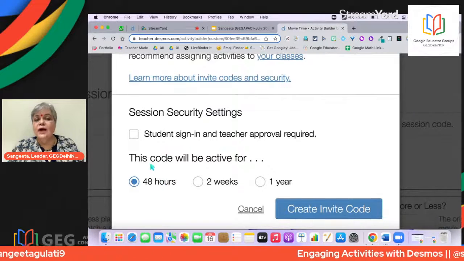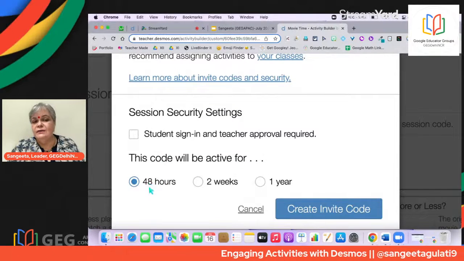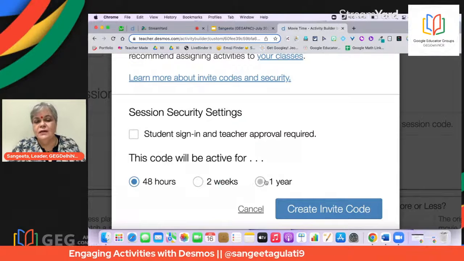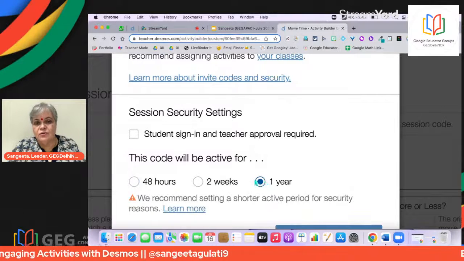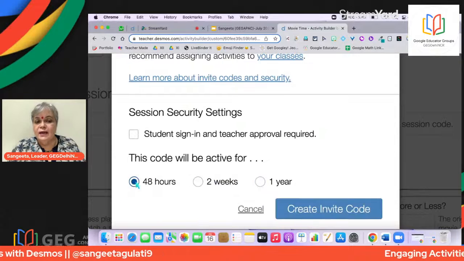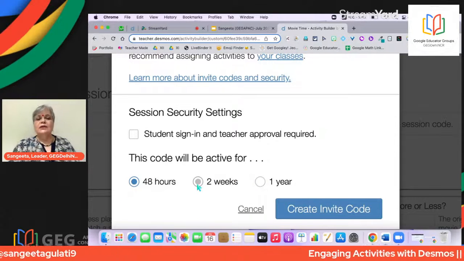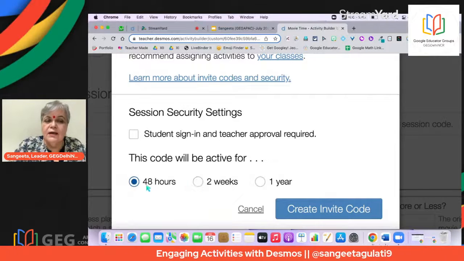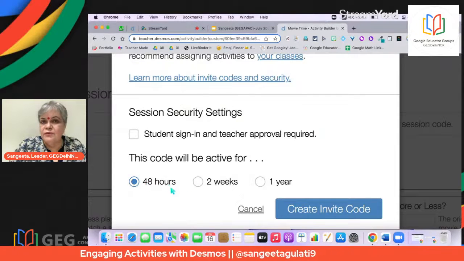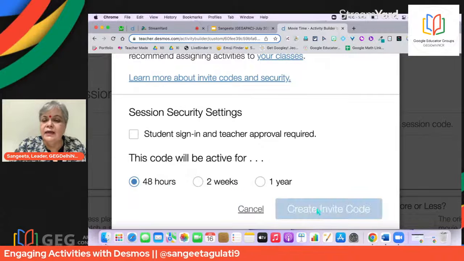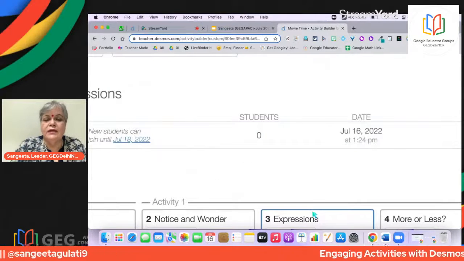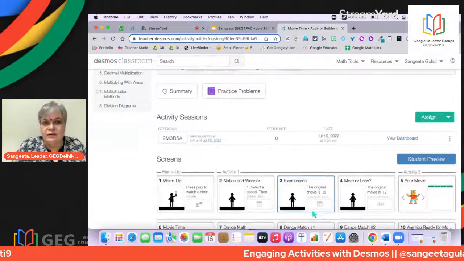You can also have codes which are activated for 2 days or 2 weeks. One year, well, it is advised not to. The code that I have shared right now and two more codes that I'm going to share will be valid for 2 weeks. Let's say we want this to be active for 48 hours. I can create an invite code, and once I create it, my dashboard is ready.